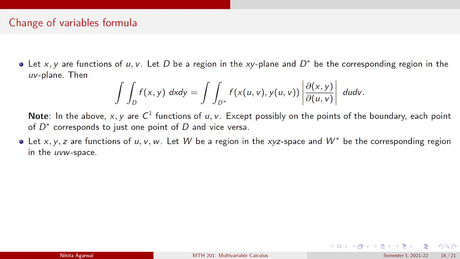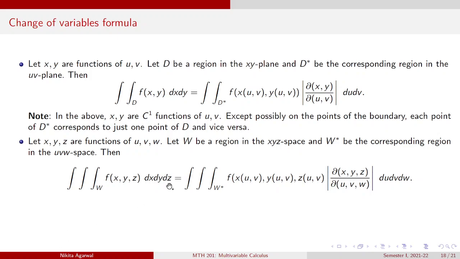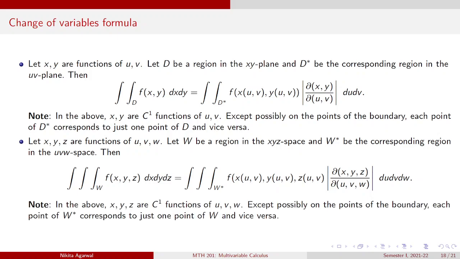Now similarly, if x, y, z are functions of u, v, w, and W is a region in xyz space and W star is the corresponding region in the uvw space, then you have a similar formula for triple integrals. You multiply by the Jacobian determinant and take the absolute value of that. Similarly, x, y and z are C1 functions of u, v, w, and except possibly on the boundary, you have a one-to-one relationship.